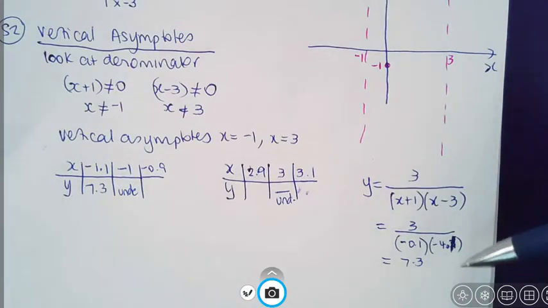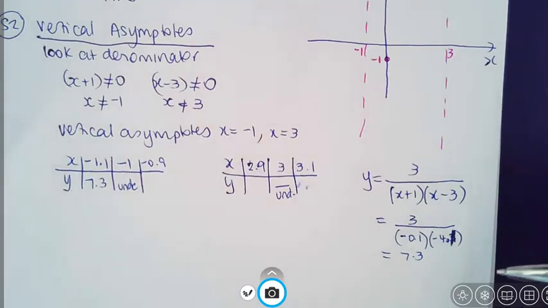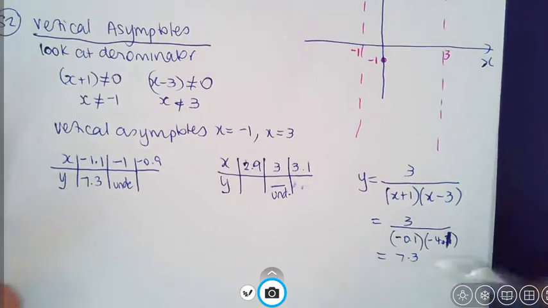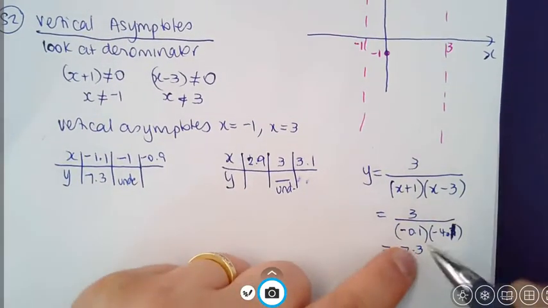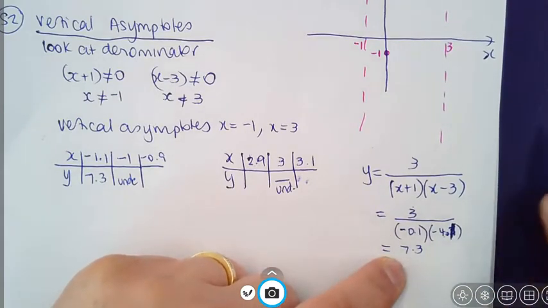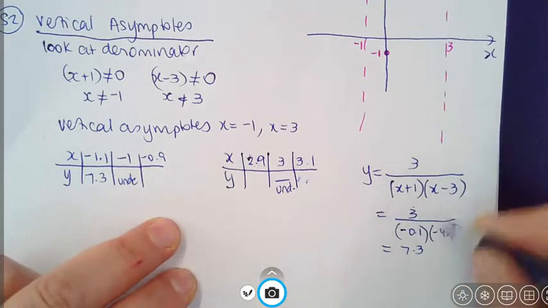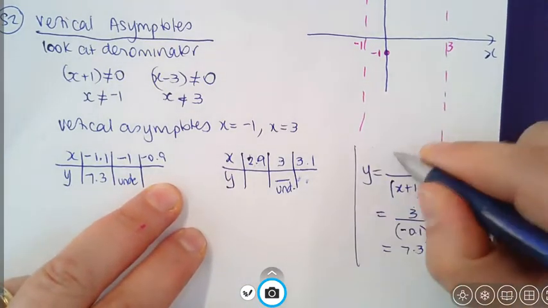As you do this over and over again, you're going to realize you're either going to get a big positive value or a big negative value. So as you start doing this more and more, the actual value doesn't matter. You know that, for example, that's going to be positive because it was positive 3 over a negative times a negative gives me a positive.